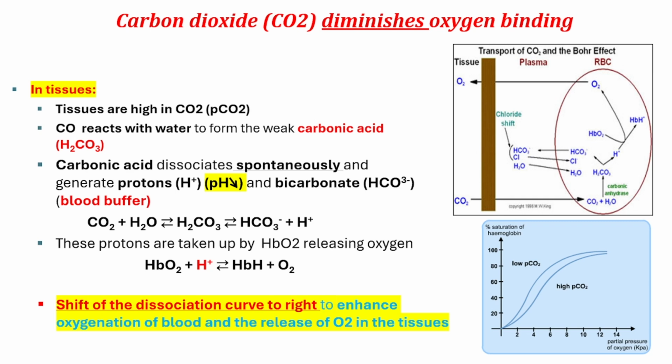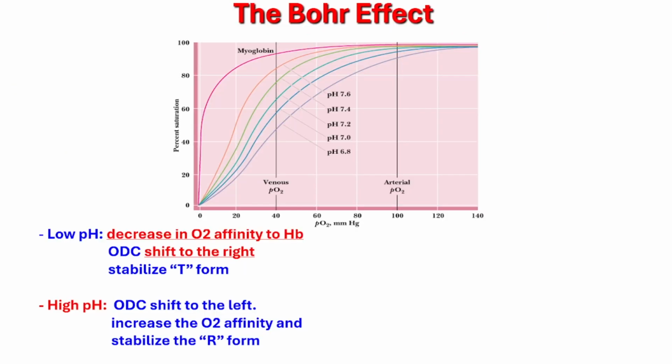Now if the proton increases, how will the pH be? Decrease. So if I go back here, I'm going to have a pH decrease. So I'm going to have a shift to the right or left?